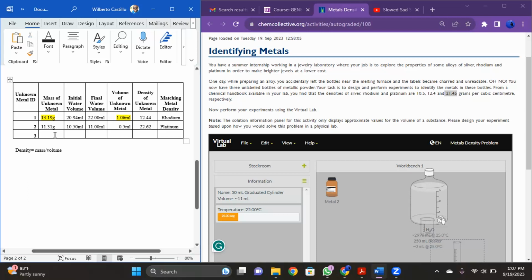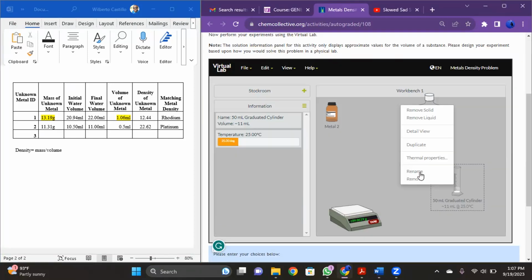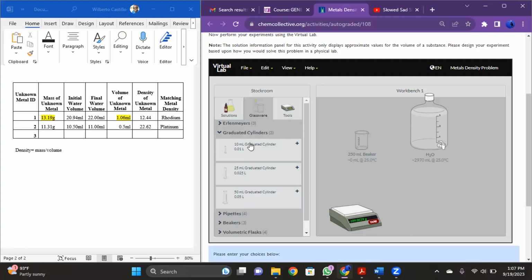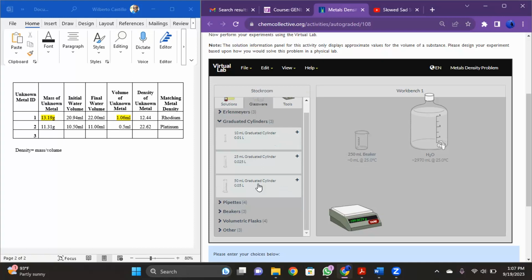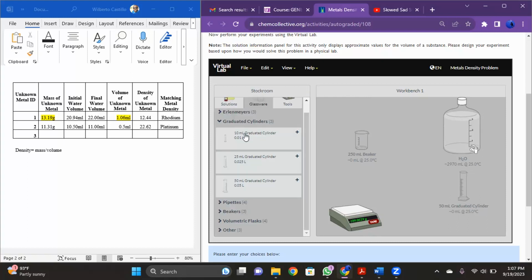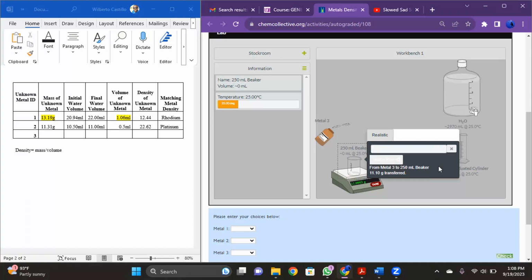And then we're gonna repeat the same process for the third metal, of course. Let's remove this metal. The empty beaker. Let's add some more stuff. We're gonna add another graduated cylinder. And then we're gonna add metal again. Now we're gonna go for metal number 3. Put our scale there. Same concept again. Pour out a little.